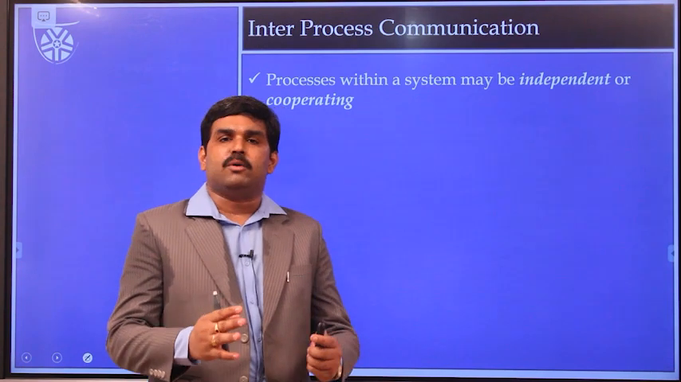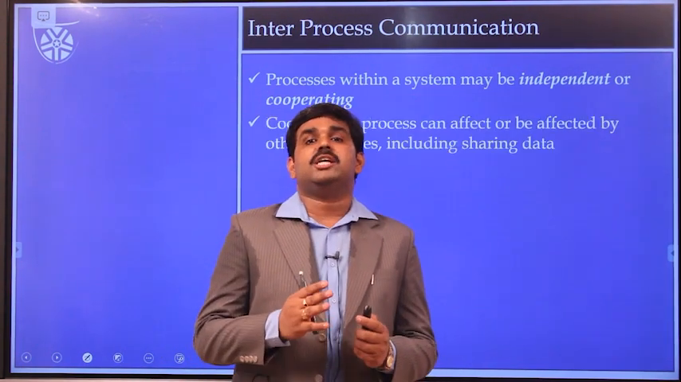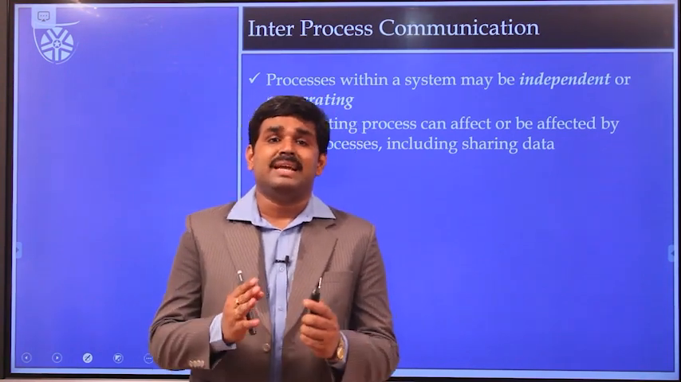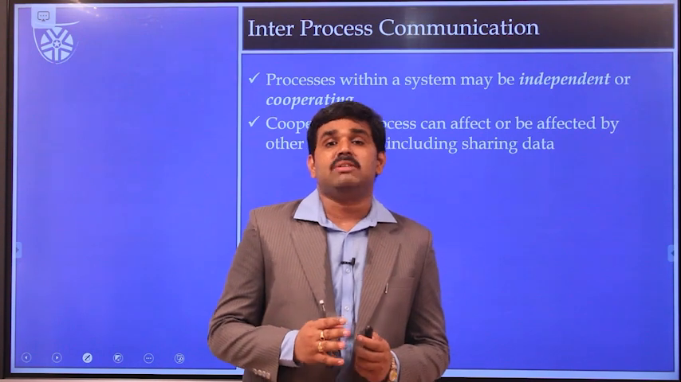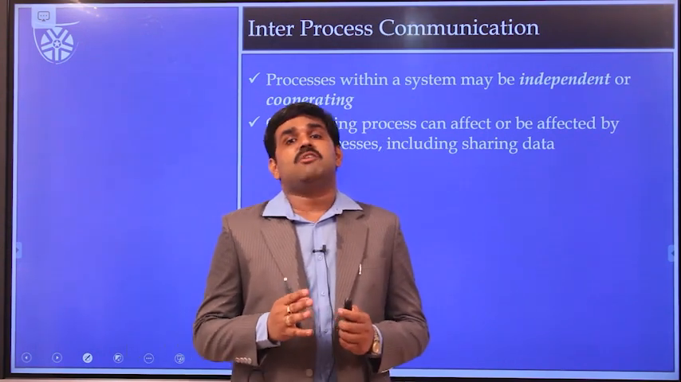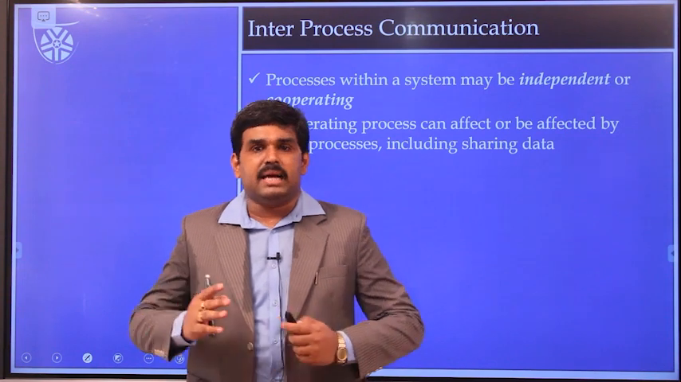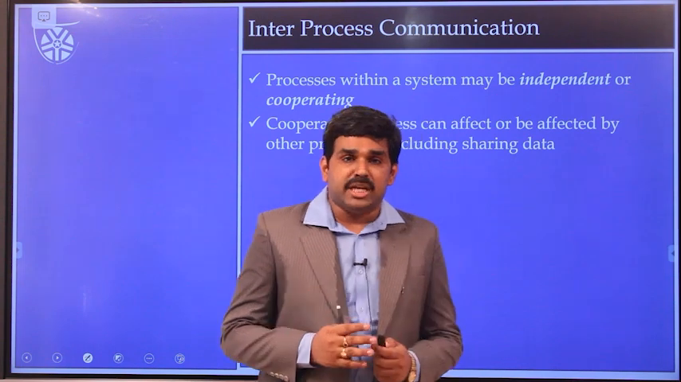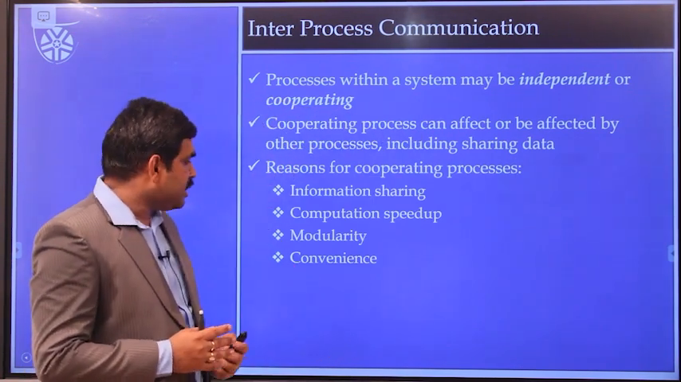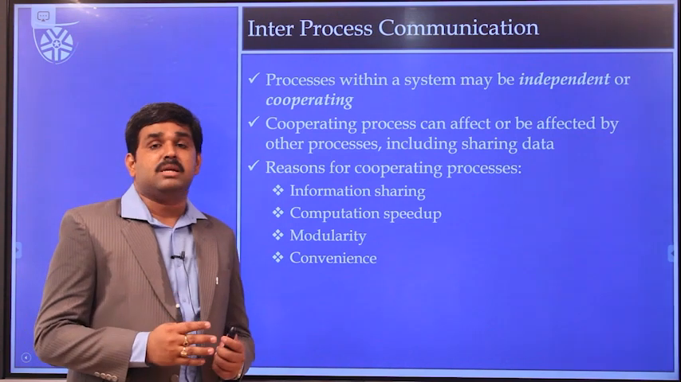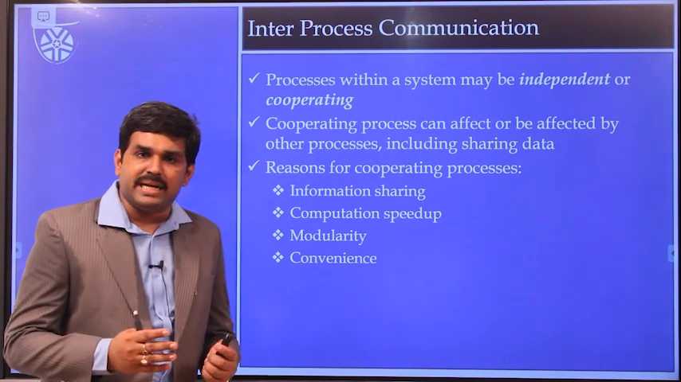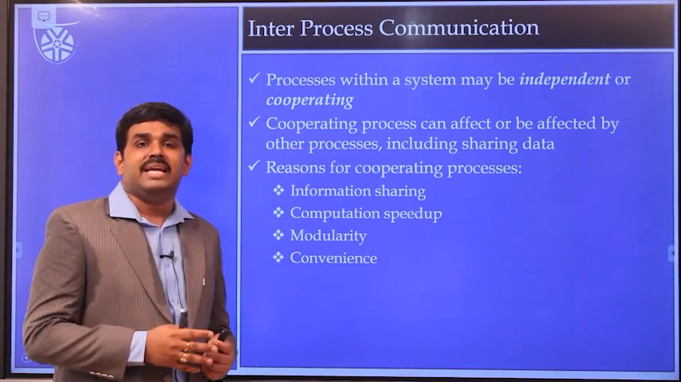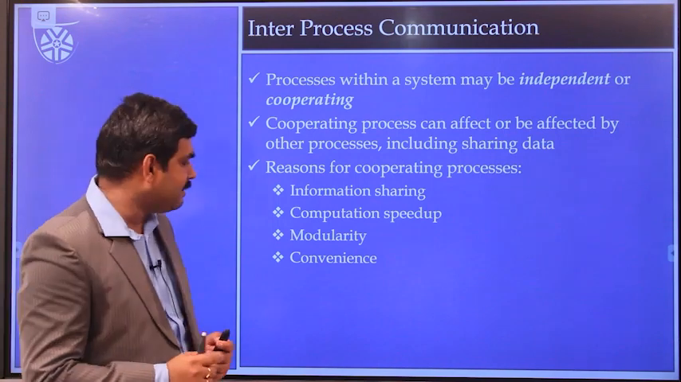Then, coming to the cooperating process. In the case of the cooperative process, the sharing of information from one processor to another is highly essential. Execution of one process may affect, or be affected by, the other process. Due to that reason, information sharing, resource utilization, computational speedup, modularity and convenience are made possible in the case of the cooperative process through interprocess communication. Interprocess communication is required in the case of the cooperative process only.